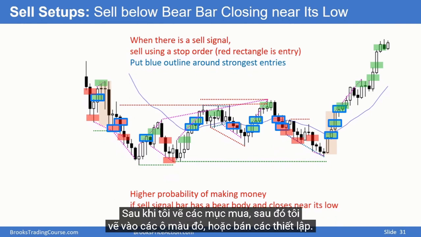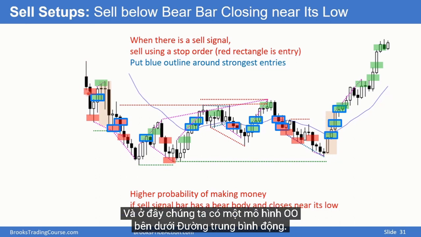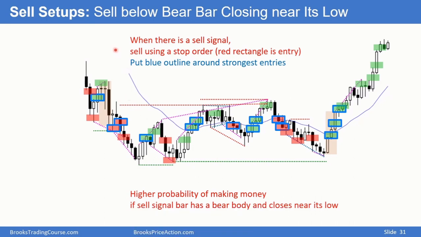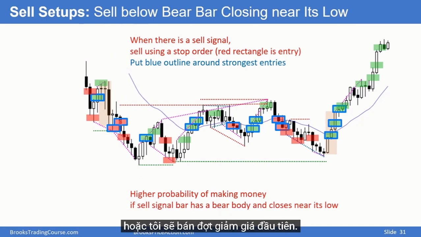After I draw in the buy entries, I then draw in the red boxes for sell setups. So this bar, reasonable to sell below. And here we have an OO pattern below the moving average. It's an especially good sell. So I would sell below that, or I'd sell the first pullback.